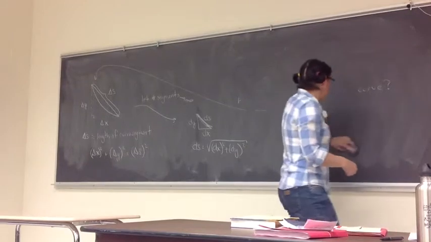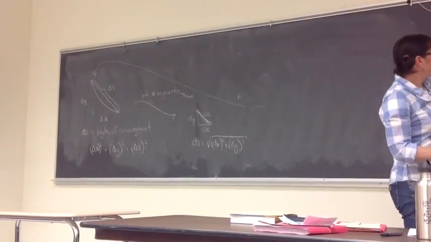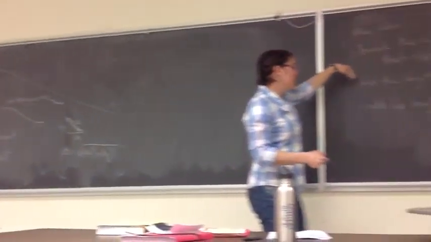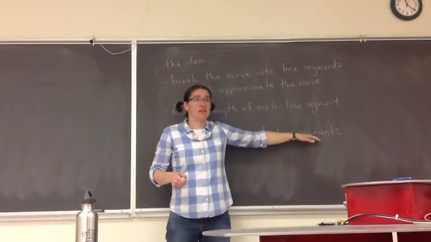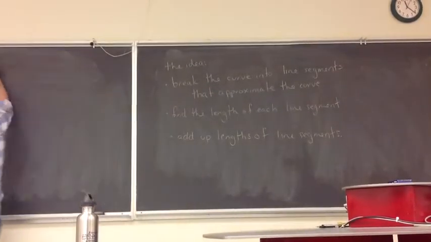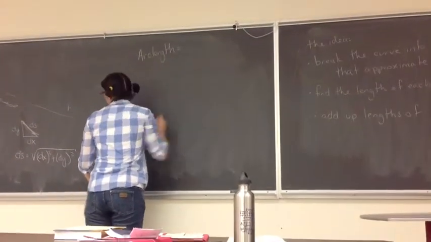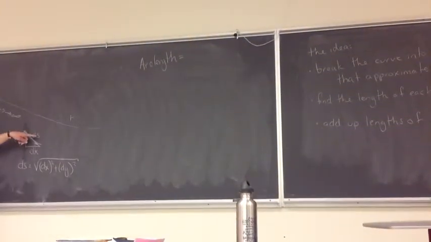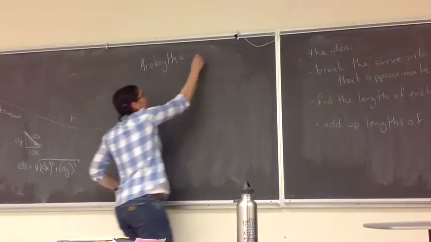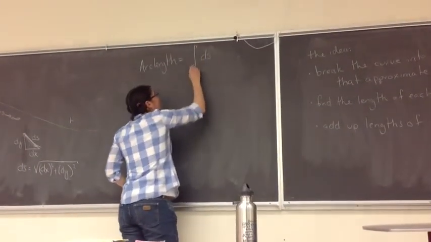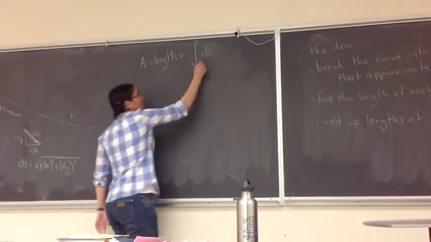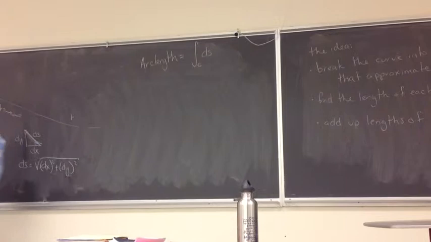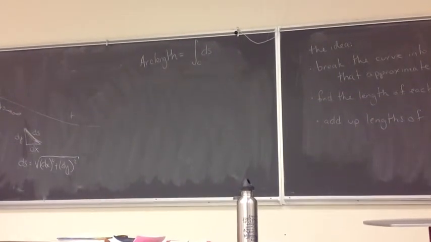Alright, so what we've just done here is that we've broken the curve into line segments that approximate the curve. We found the length of each line segment, and then we want to add up the lengths of those line segments. And so our arc length, the length of our curve, is going to be adding up all these little ds's. So I've got ds, and I'm going to add up all of those little ds's across my curve C. So I have the integral over C of ds.